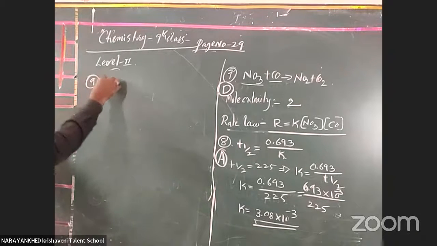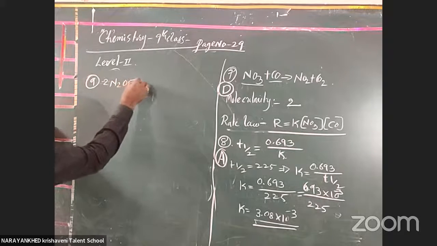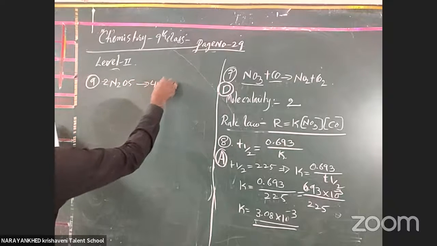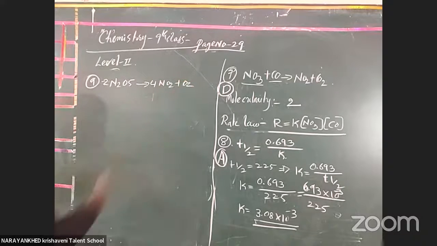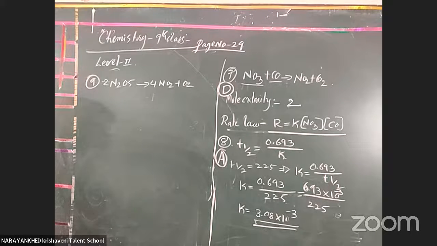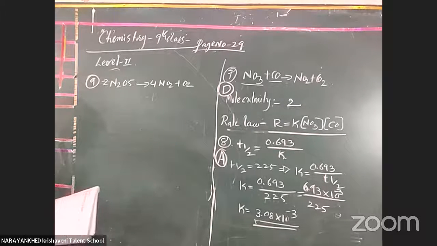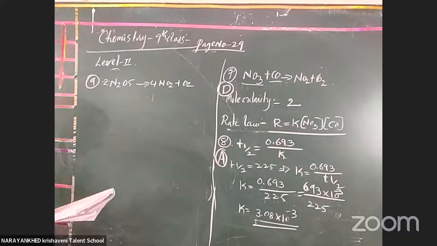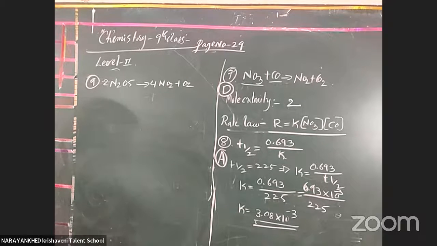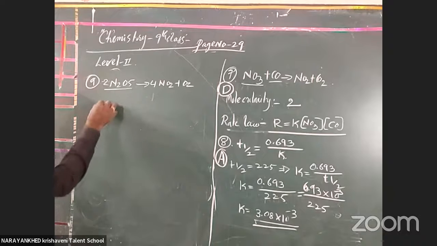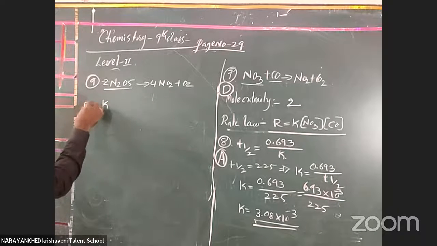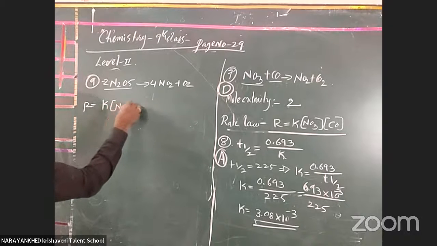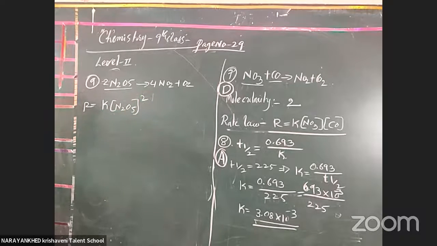Simple thing only. 2N2O5 gives rise to 4NO2 plus oxygen, they have given. Got it or not? This is what is given here, and they have asked about the rate law for the reaction. Which one? The first order. Simple thing only. Here we have to take R is equal to k into N2O5 to the power of 2. Clear or not? The answer is B.